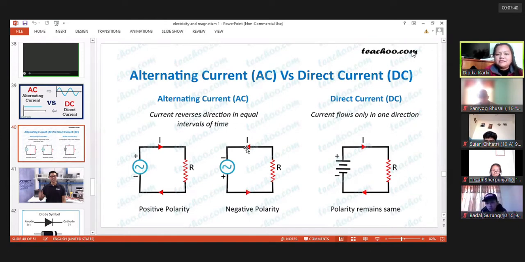Current changes its direction, but in direct current, if you see the picture, what do you see here? Current is always flowing through the same magnitude. Okay, now you can see the current is flowing in only one direction.